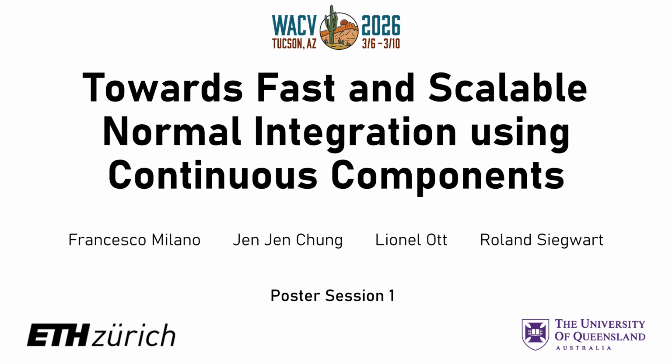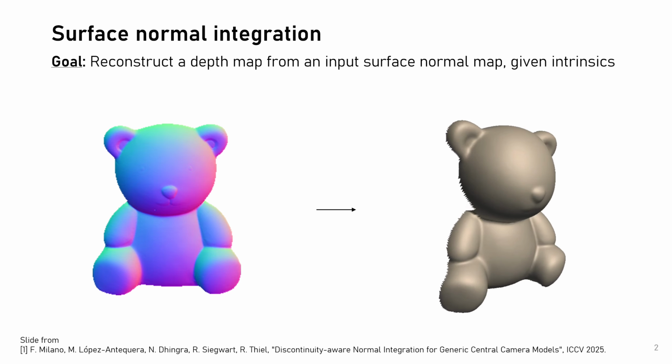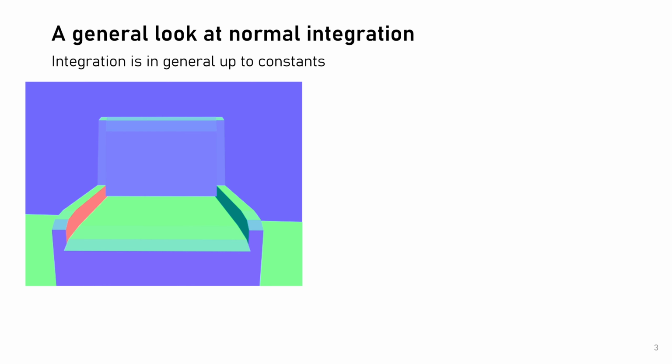Hi, we present our work towards fast and scalable normal integration using continuous components. We study surface normal integration, which deals with reconstructing a depth map from an input normal map given camera intrinsics. Let's quickly revisit some of the main elements of this problem.